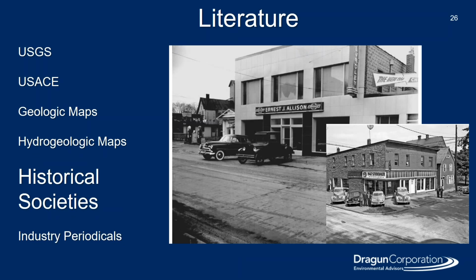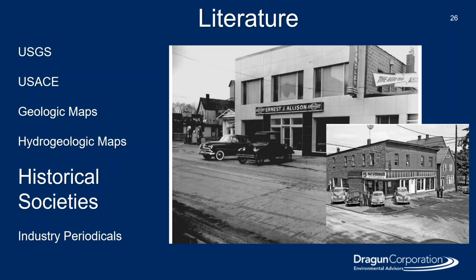Looking to historical societies, the history of a community is often chronicled somewhere. And if there is a historical society, they can be a wealth of information. They often have the old photographs of the community and possibly of your site. They document significant happenings in the community, for example, flooding and fires.